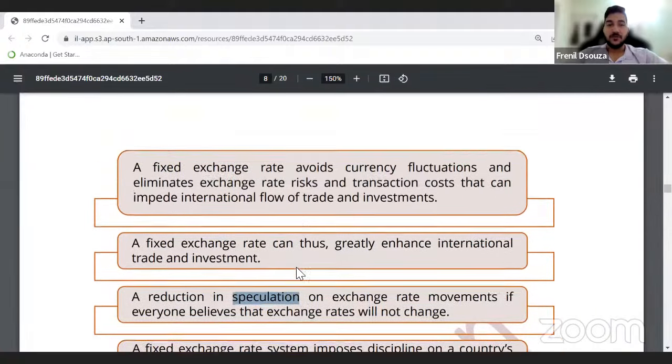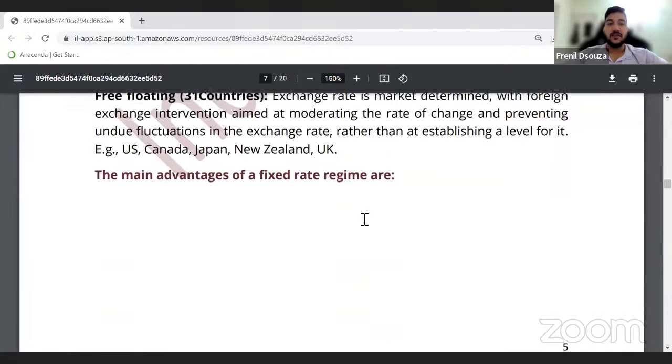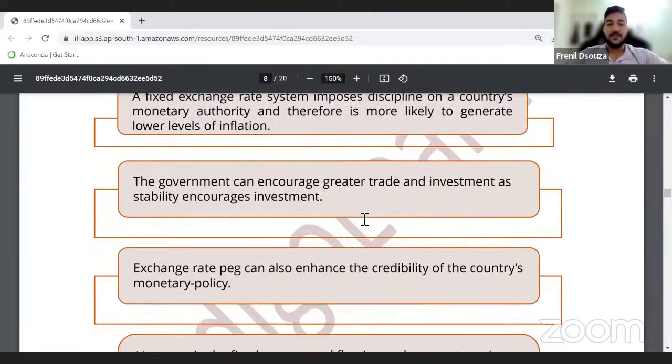These two are very important questions. So mark them as important. That is, advantages of fixed rate and advantages of floating rate.